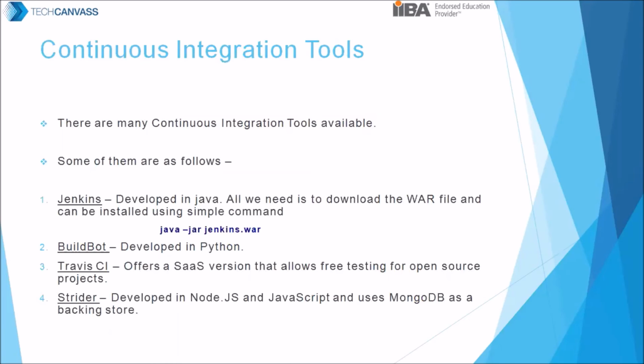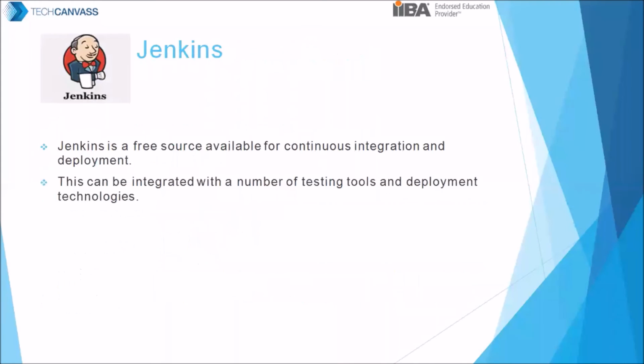So we have got many integration tools in the market. One of them is Jenkins, which is widely used. The most used is Jenkins. For Jenkins, we will simply get a war file and then we can install it. We will check it in the later screens. Other ones are BuildBot, which is developed in Python, Travis, which is a SaaS version, and Strider, which is developed in JavaScript and uses MongoDB as a backend store. So yes, we will look into Jenkins.